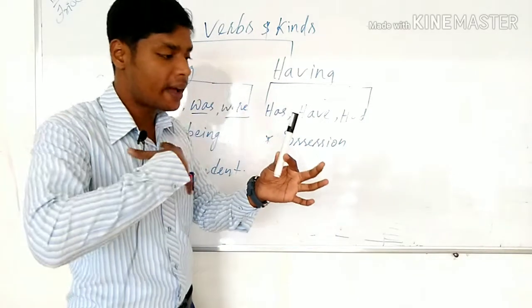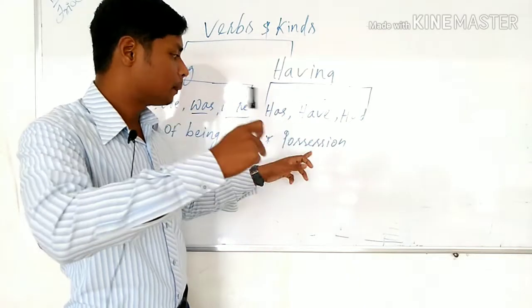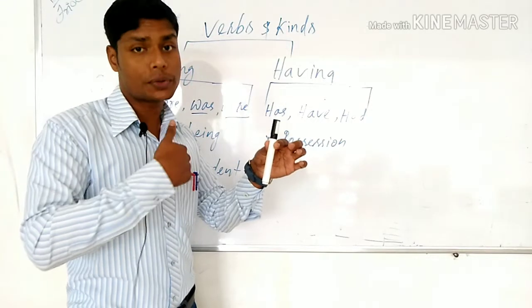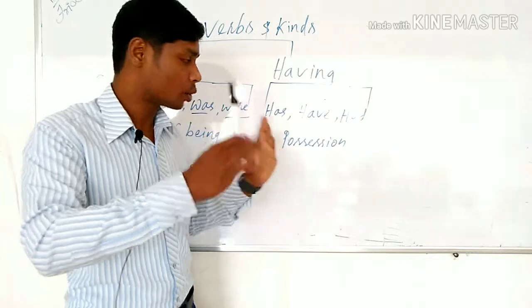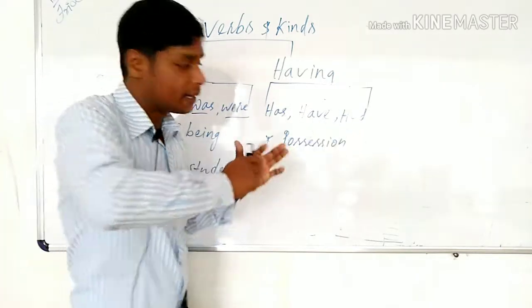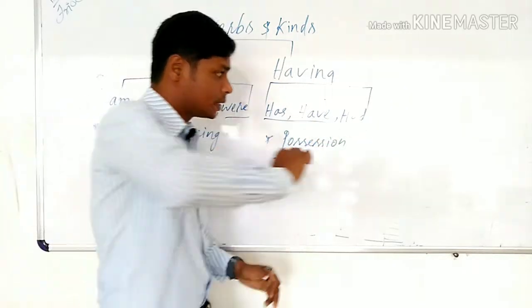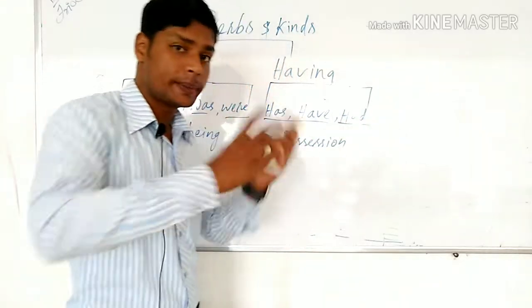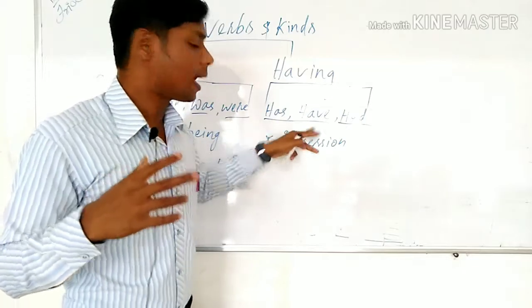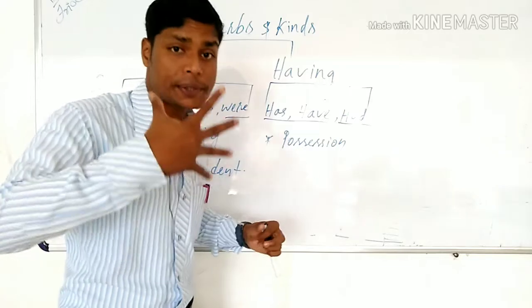So here, I have what? A marker. So here have is stating what? About possession. That this marker belongs to me, because I am its owner. It is showing the possession. I have, he has, and had. The first two are used with the present tense, and had is used with the past, in the sense of having. Has and have are used with the present in the sense of having or possessing.